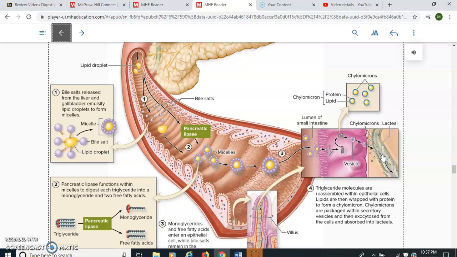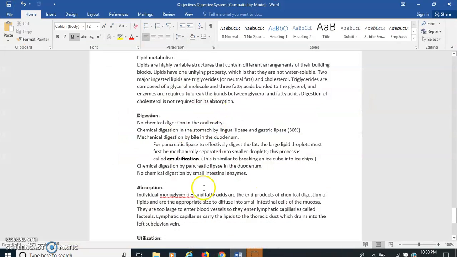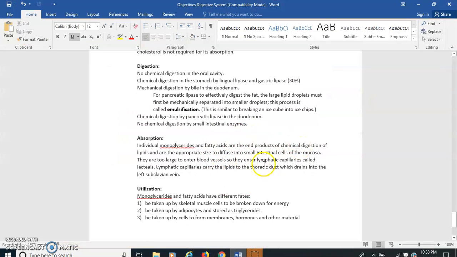So that's how they get into the bloodstream. They don't go through the liver and the hepatic portal vein like our carbohydrates and our proteins do. That's a little bit different between lipids and carbs and proteins. There are some other more details about it, but again, we just want to know that it absorbs into the lymphatic capillaries or lacteals before it heads on to get into the bloodstream. So it bypasses that hepatic portal vein. All right, so that was our absorption.